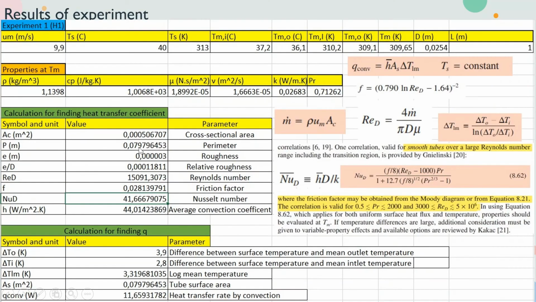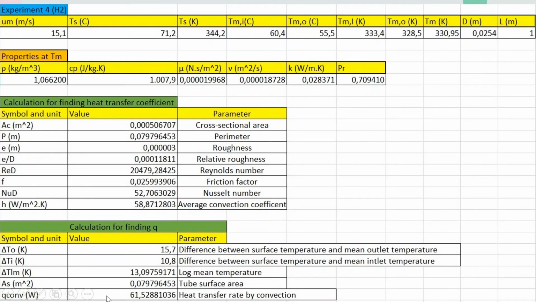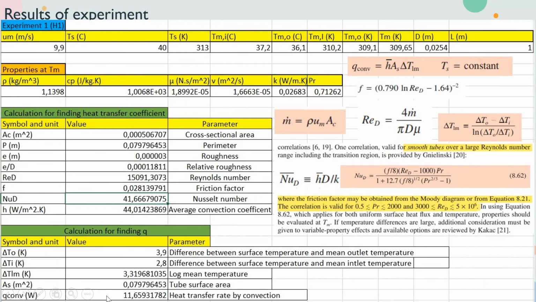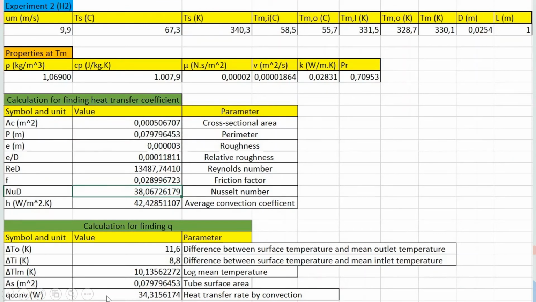Okay, and from my experiment, I can conclude that by increasing the mean velocity or the heat setting given by the blower, the heat transfer rate will increase. So if we see here, if we compare experiment 1 with experiment 2, 11 watt and 34 watt, and if we compare experiment 3 and 4, 22 watt and 61 watt, and if we compare experiment 1 and 3 with increasing velocity, 11 and 22, and also if we compare experiment 2 with 4, 34 watt and 61 watt.